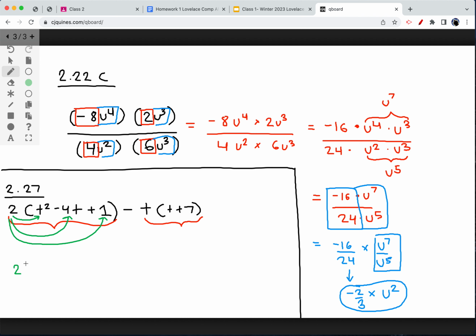So that would be 2 times t squared, 2 times minus 4t, which will be 8t, plus 2 times 1, which is just 2. So that's this first parentheses. And then for the second parentheses, we multiply t by each of the terms inside. So that's just t times t plus t times 7. So t times t is just t squared. And then t times 7 is just 7t.